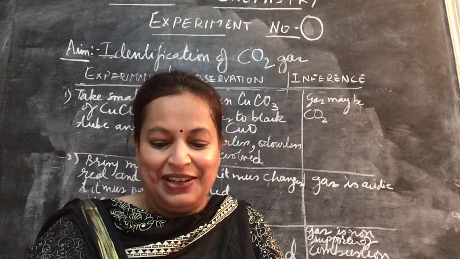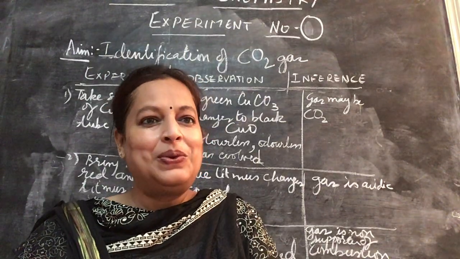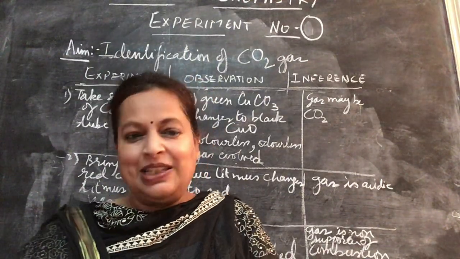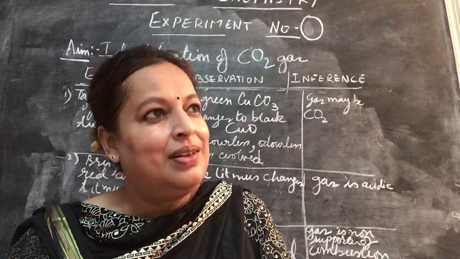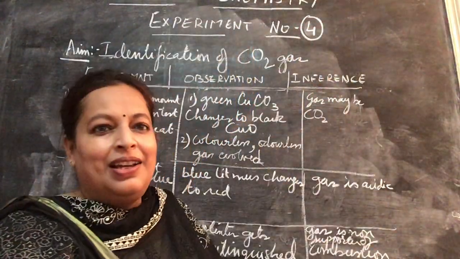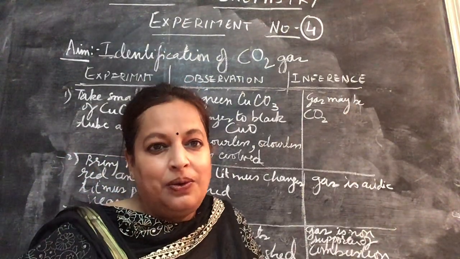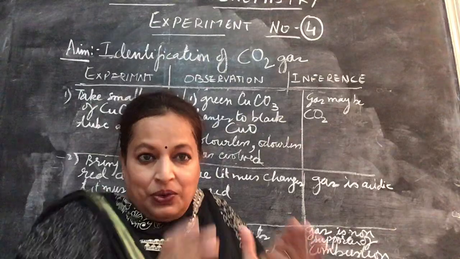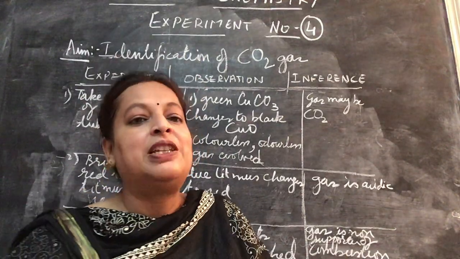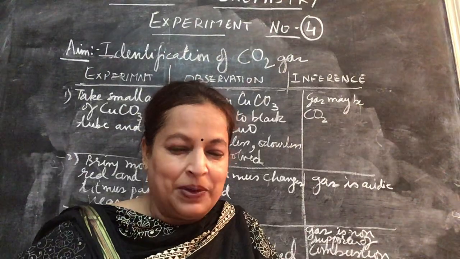Hello children, welcome to the next class of practical chemistry. Today this would be experiment number 4. This is experiment number 4, right? And it is identification of carbon dioxide gas. Since you are doing it, you don't have stored carbon dioxide, so we'll first prepare carbon dioxide and then we'll be testing its properties.